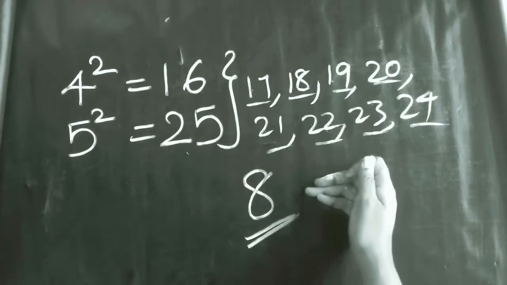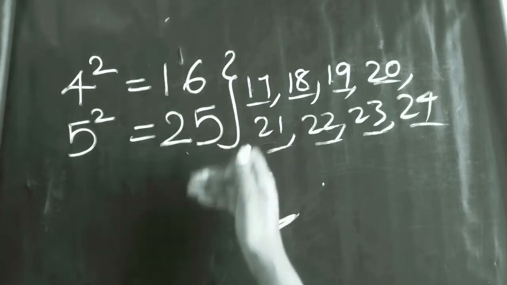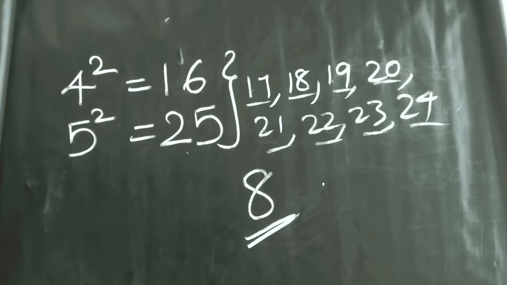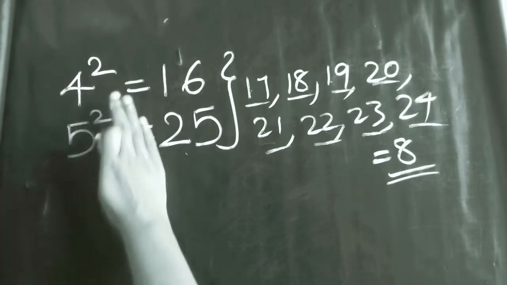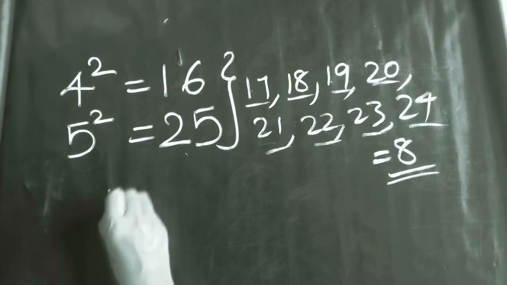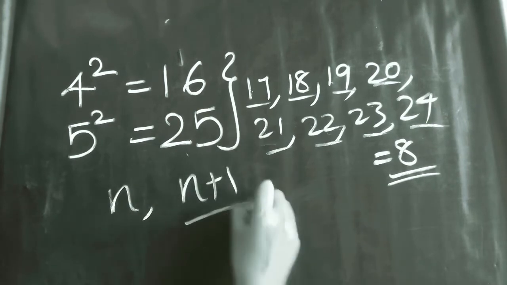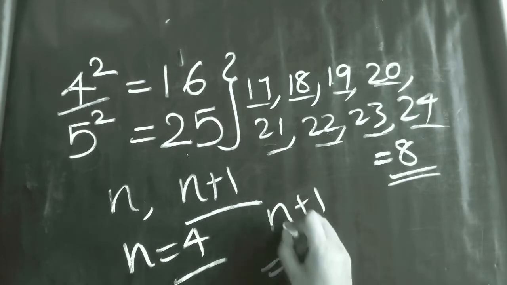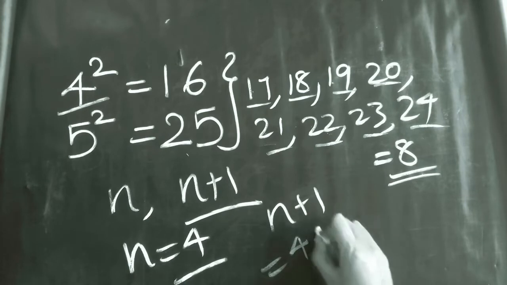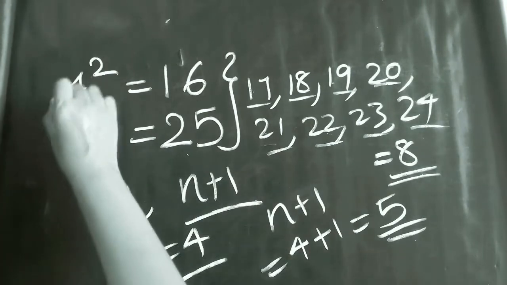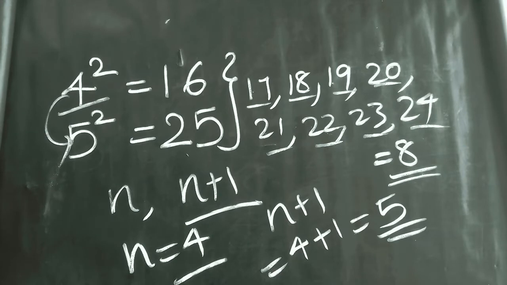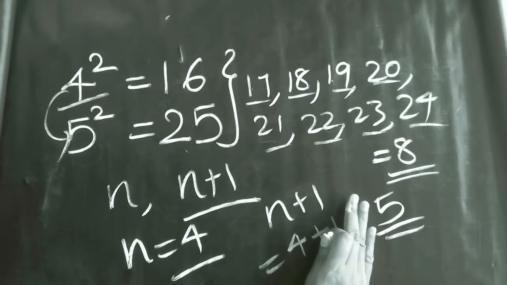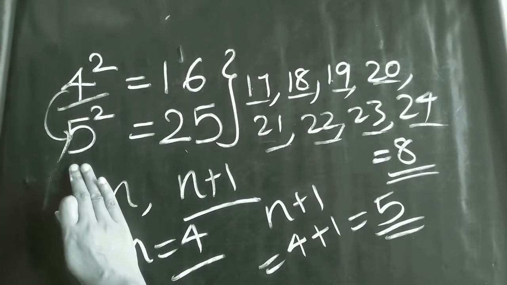Instead of calculating this, we can easily find the number of non-square numbers between these numbers. So for that, you need to check the condition first. It should be in the format n, n plus 1. That is, if I say n equals 4, n plus 1 equals, if you substitute n equals 4 here, 4 plus 1 equals 5. So the consecutive numbers have been provided. So you need to check the condition first before applying the formula. It should be in the n and n plus 1 format.